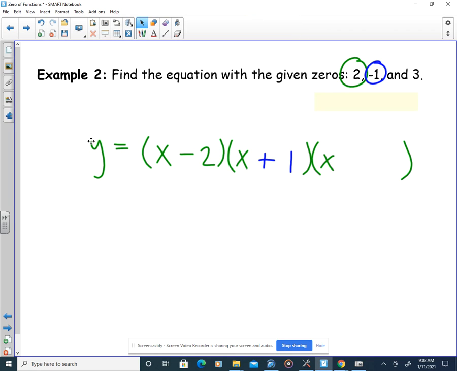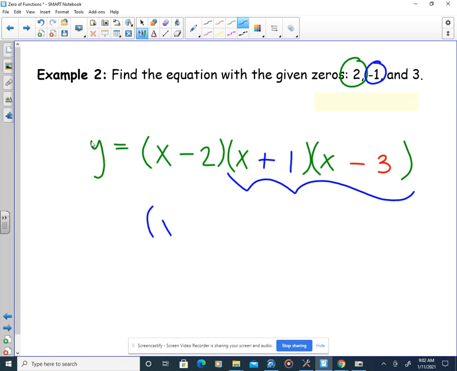And then our third factor, what can you add to 3 to make it 0? Negative 3. Alright, so we've got to multiply this out. We've done this before, but it's been a while. We're multiplying 3 binomials together. Since we're doing multiplication, we can multiply them in any order. So let's multiply the last 2 together first.